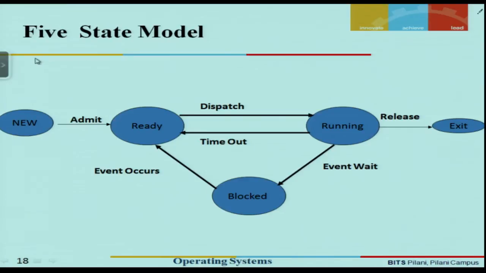Now let us try to look at a 5-state model. In the case of a 5-state model, these 3 states are there. These are the states which we have already seen. Now we are adding a state which we are calling a new state, and we are adding a state which we are calling an exit state. So we will try to see why these states are required.